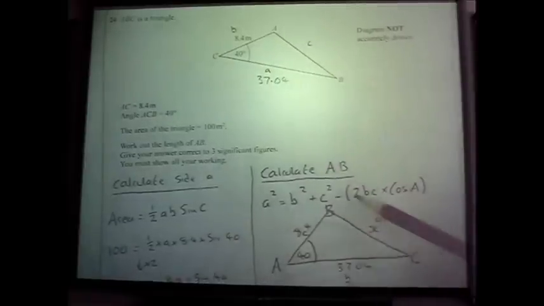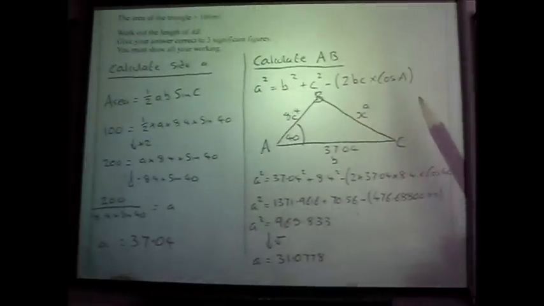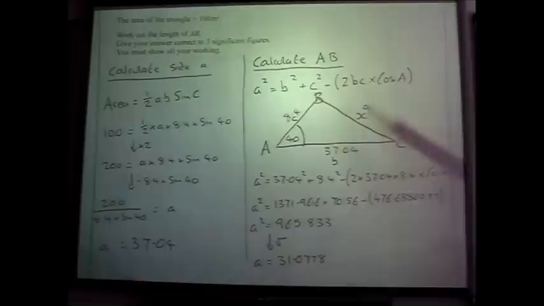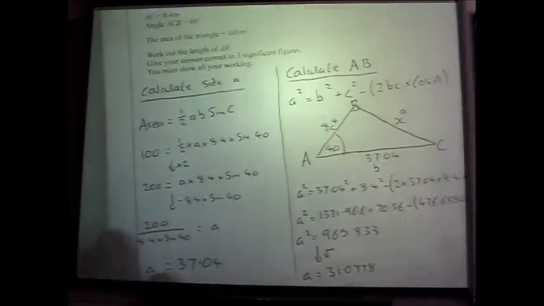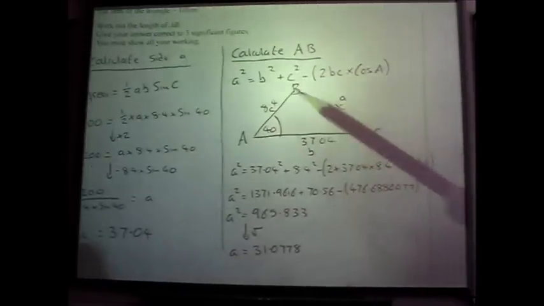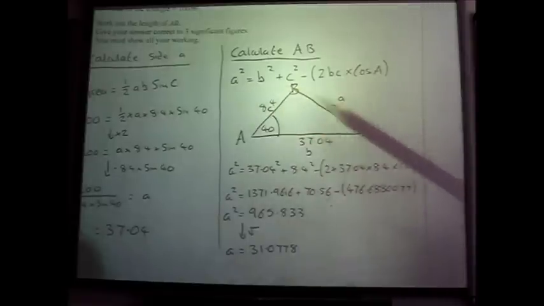All right, so a squared equals b squared plus c squared, take away 2bc times cos A. That is in the front of your exam book. If you haven't seen them, I suggest you take a look. That is there, and it is the cosine rule on the front page. Right, here we go. This is what we do. Substitute your numbers in. So we're trying to work out a here, and a is opposite the angle A.